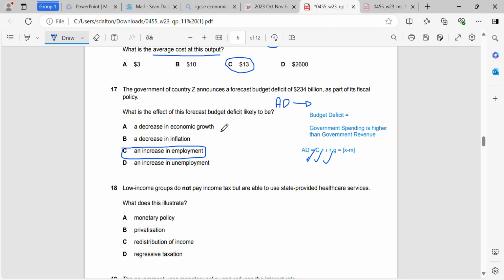A decrease in economic growth, that would be AD moving left. So for the forecast of this budget, AD would not go left here. A decrease in inflation, again, that's AD going left. An increase in employment is the only one where AD will go right. And an increase in unemployment would be AD going left.